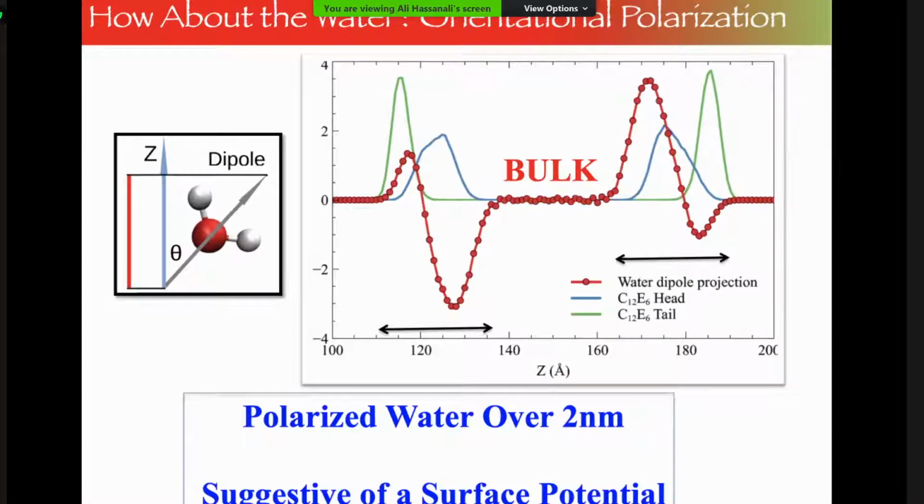And so this is already telling you two things. One is that, again, it's a very thick layer of polarized water. And number two, this net orientation of water is suggestive of the possibility of a surface potential at the interface.